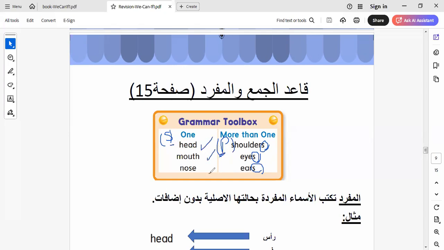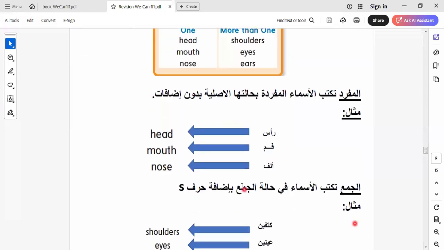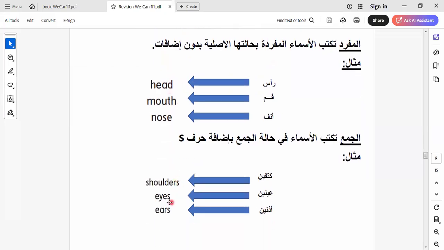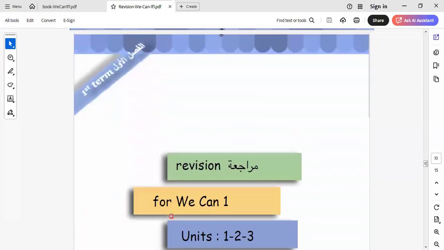Head, mouth, and nose. Let's go to another item in this unit. Here we have things that we can't add s to because we have only one, like head, mouth, nose. Here we have shoulders, eyes, and ears.